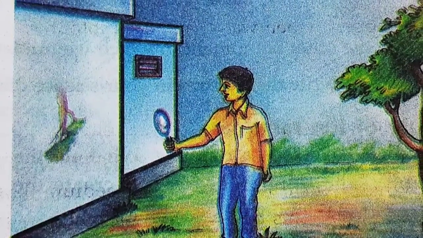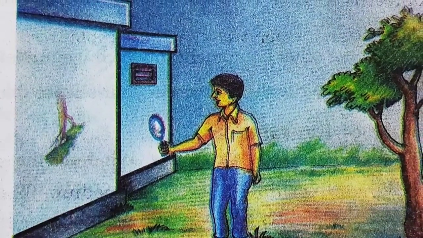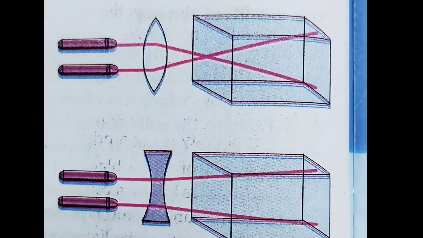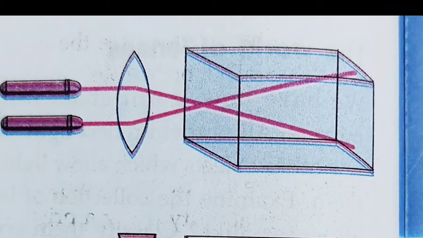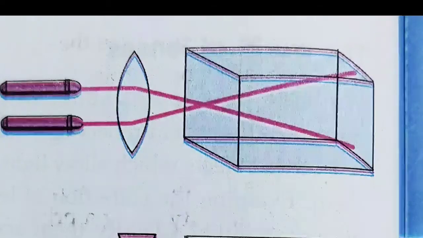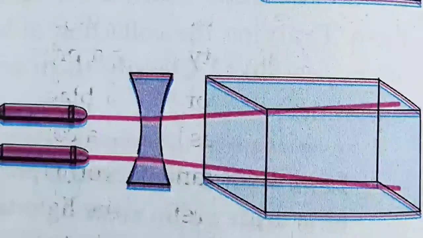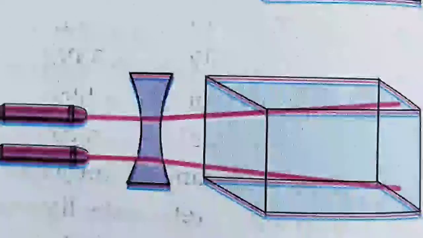Both lenses allow light to pass through them, but we know that when the light travels from one medium to another, its path undergoes a deviation that is called refraction. Here also the refraction happens. A convex lens brings the light rays passing through it close to each other, or converges. But a concave lens separates the light rays passing through it, or diverges.